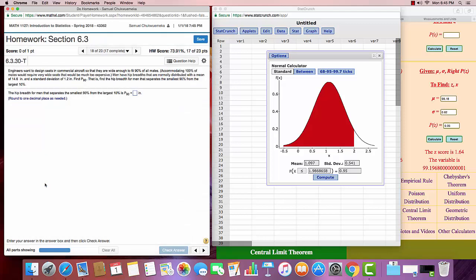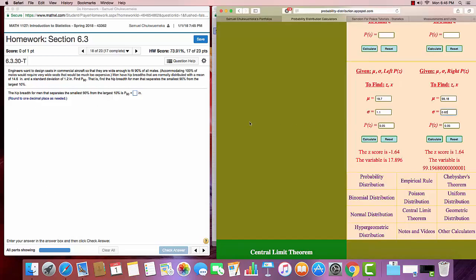Yeah. Question 18, my turn. Engineers want to design seats in commercial aircraft so that they are wide enough to fit 90% of all males.